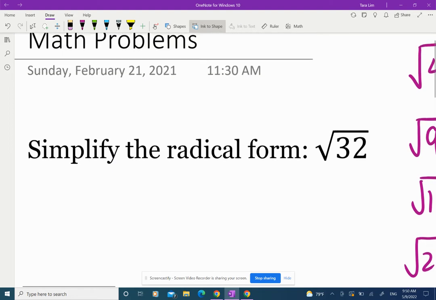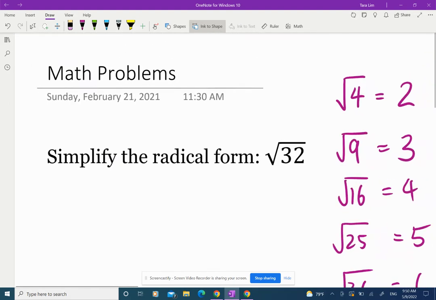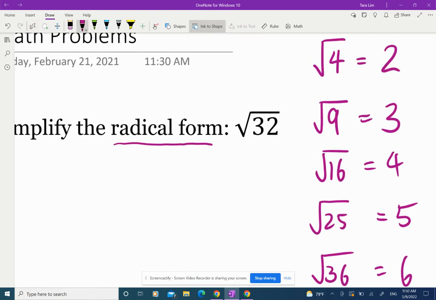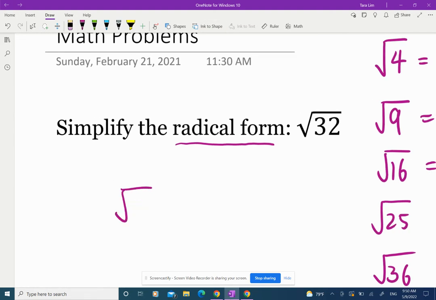So today what we're doing is that we are simplifying a radical form. If you have no idea what radical form is and how to even simplify it, this is the right video for you. First of all, before we get started, let me briefly define radical form. Radical form is something like square root 32. It can also be square root 2, square root 9, square root 255. Like any number, as long as there's a number inside the square root, that is called a radical form.